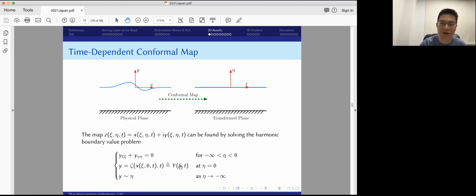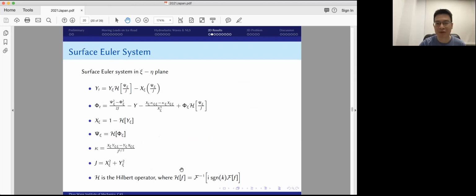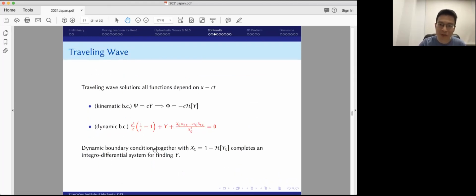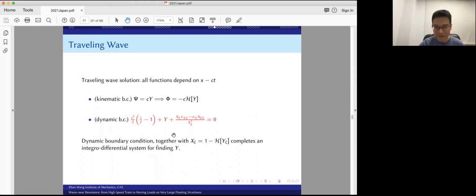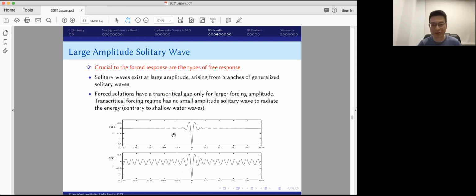And here we use a conformal map, which is pretty easy to do. I don't want to go into the details of the conformal map. You end up with a very simple integral differential equation if you want to find traveling wave solutions. Just a single integral differential equation, and you use Newton's method to solve this system. I just want to show you the result in 3 slides.